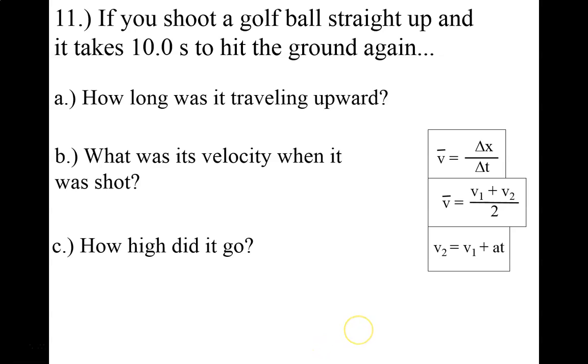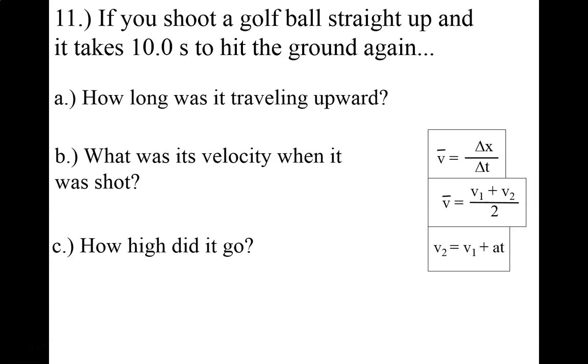Okay, last problem. We're going to shoot a golf ball straight up, and it takes 10 seconds to come back to the ground again. How long was it traveling upwards? What was the velocity when it was shot? And how high did it go? Now, this problem is a little bit different than the last one, which is why we're going over it.